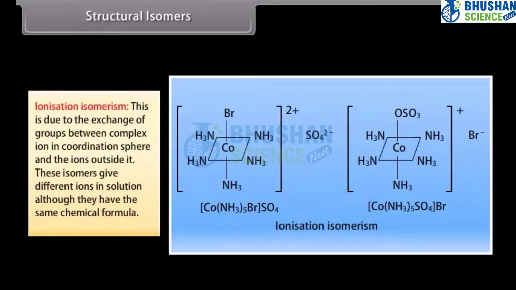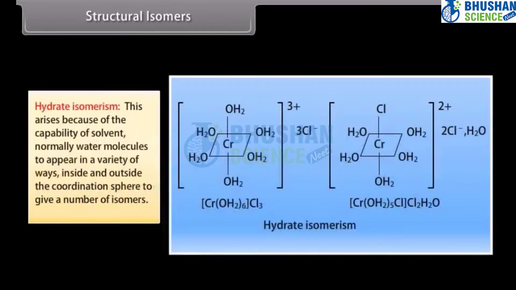Ionization isomerism. This is due to the exchange of groups between the complex ion in the coordination sphere and the ions outside it. These isomers give different ions in solution although they have the same chemical formula. Hydrate isomerism. This arises because of the capability of solvent, normally water molecules, to appear in a variety of ways, inside and outside the coordination sphere, to give a number of isomers.